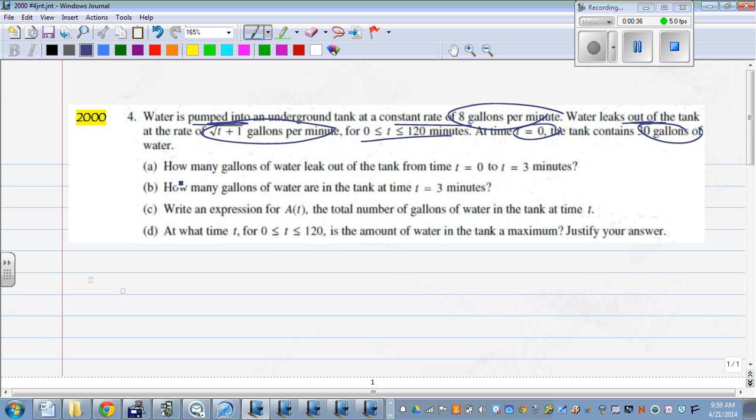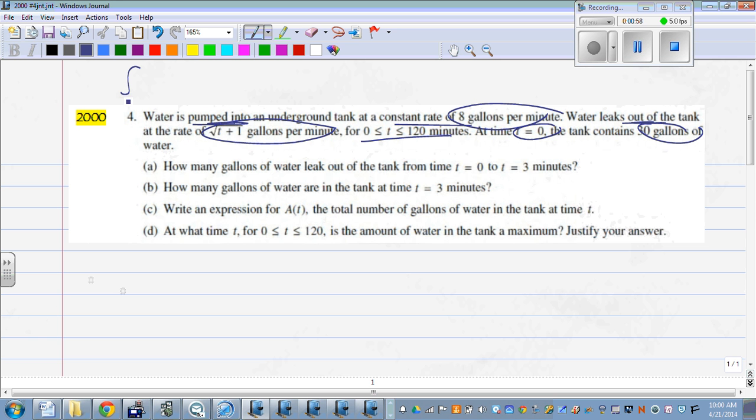Part A asks us how many gallons of water leak out of the tank from t equals 0 to t equals 3 minutes. So over that time span, we want to figure out how much is leaked out. Well, for problems like this and other ones that we'll see, if we're given a rate and we want to find out how much has occurred over an amount of time, we can use a definite integral.